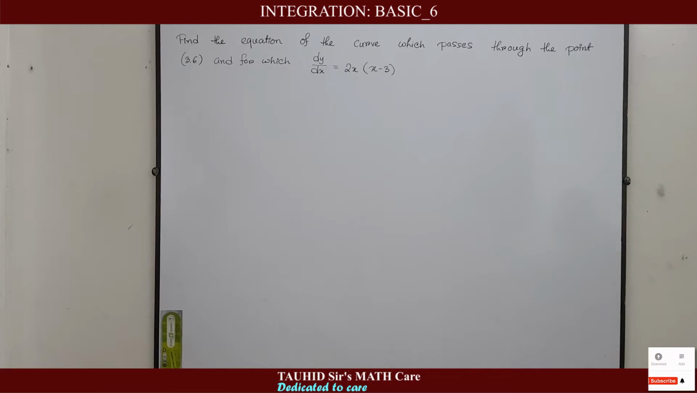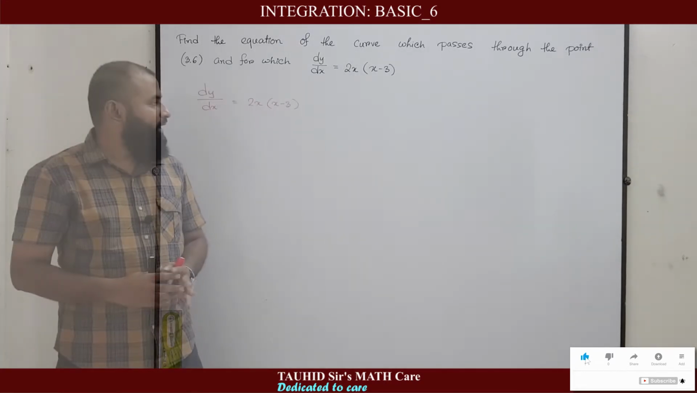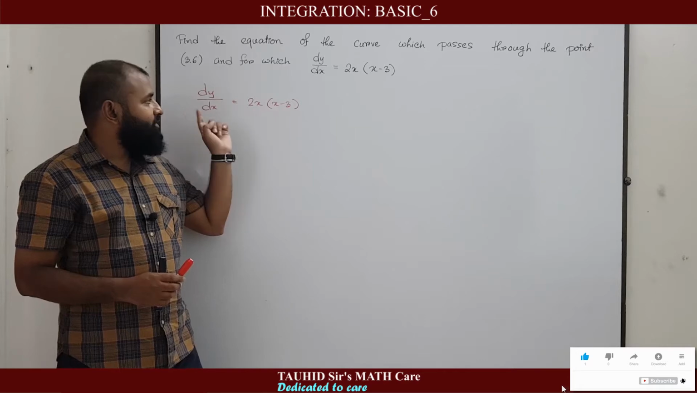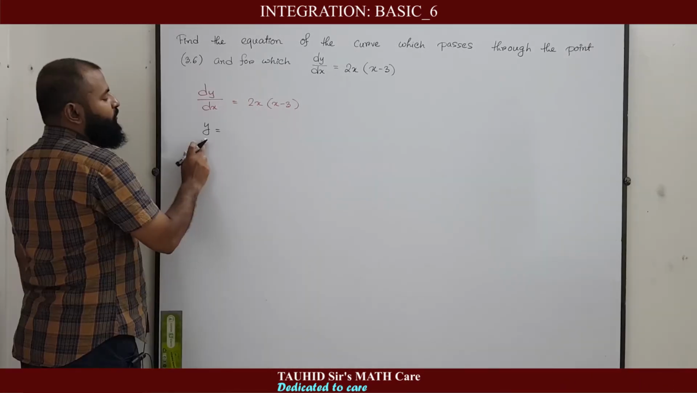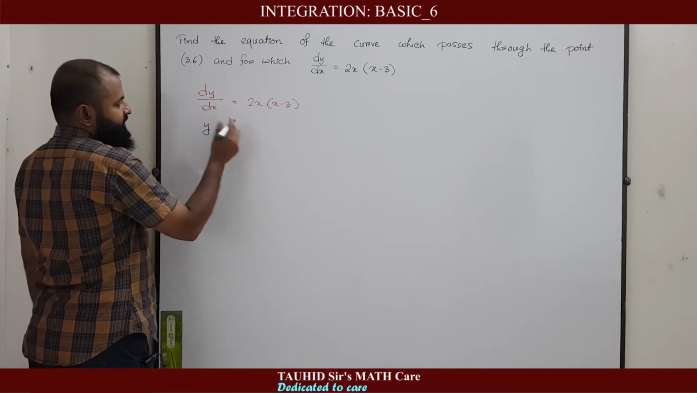Find the equation of the curve which passes through the point (3, 6) and for which dy/dx equals 2x multiplied by (x - 3). Here you are given an expression for dy/dx. You need to find y from here. For finding y, you will integrate this.